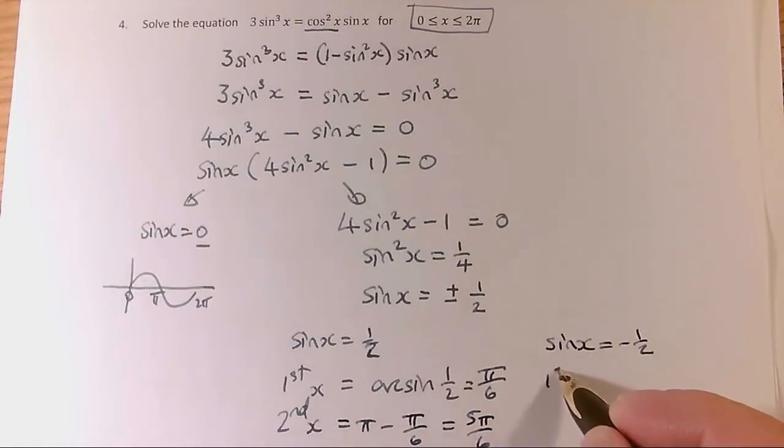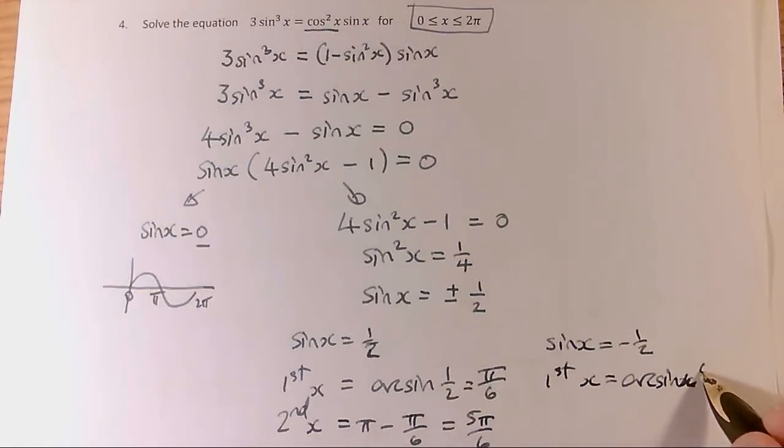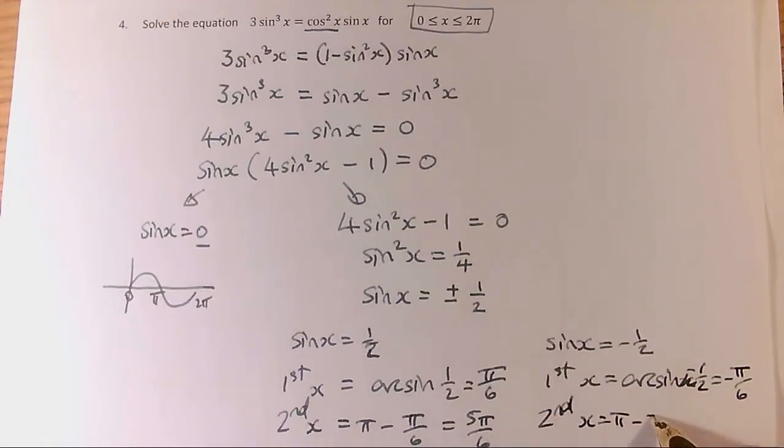So my first x is going to equal arcsine of that. Must show you method, because there are calculators that can cheat on this. Arcsine of minus a half, which is minus pi by 6. Now that's not in the interval given, but I don't care at this stage. And the second x, I just do what I normally do, which is pi take away the first x. So that's pi plus pi by 6, which is 7 pi by 6.